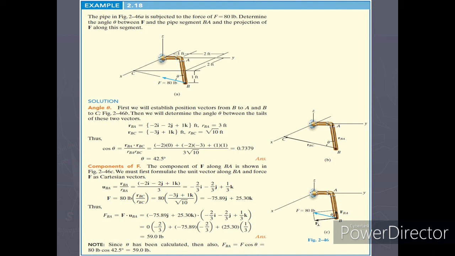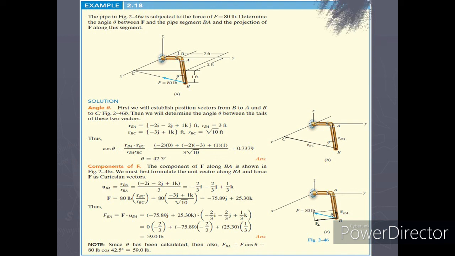Alternatively, because it's just like resolving the force along this, we have the angle found, isn't it? So you can simply say it is F cos theta, which is exactly what we did here, F cos theta, and you will arrive at the same answer. Is that clear? Understood? Okay.